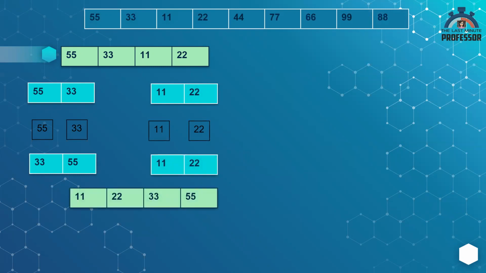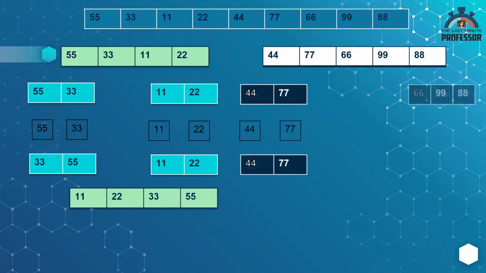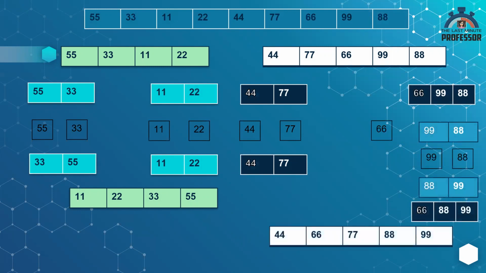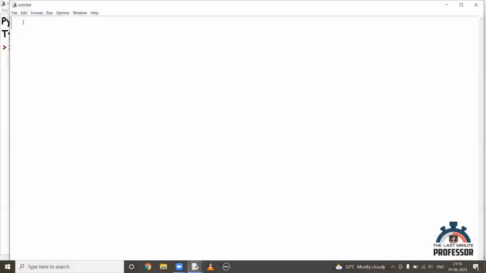Now that the entire green left part is over, consider the right half and proceed in the same way. Split and merge. In other words, we call it divide and conquer. By the end, we will have the sorted list. Let us code in Python.